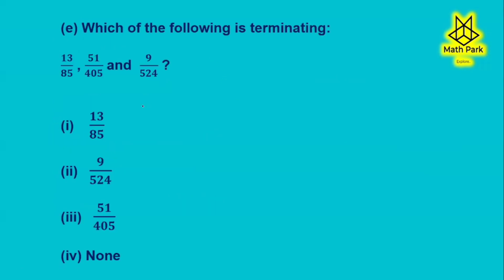Which of the following is terminating? Again, look for the denominator. So 85 is equal to 17 into 5. So of course, this is not terminating because 17 is one of the factors of the denominator. 524, if you try dividing by 4 directly, we know that the factors of 4 are 2 and 2. 4 1s are 4, 4 3s are 12, 4 1s are 4 again. 131 is a prime number, so again this is not terminating.